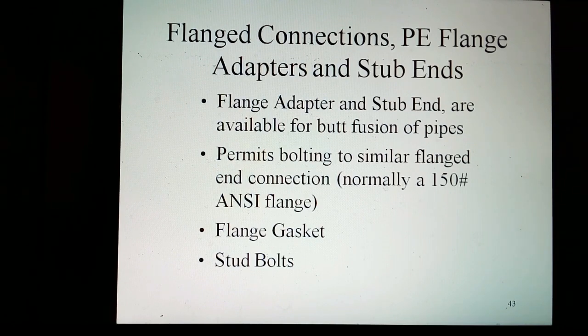The other end has been especially made with a flange type end that provides structural support, which eliminates the need for a stiffener. With the addition of a backing ring, it permits bolting to a similar flange end connection, normally 150 psi ANSI flange. A flange gasket and stud bolts are used.